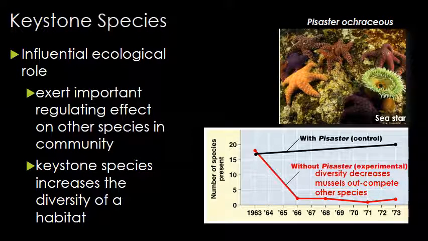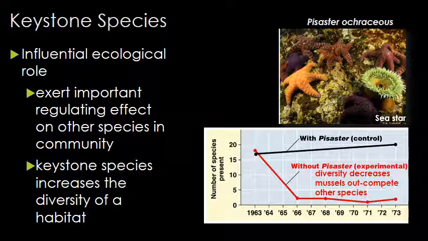Keystone species have major effects on community structure and biological situations. There's bottom-up nutrient control and top-down predator control, but keystone species have an unequal effect on their environment. In this example with Pisaster, the sea stars you see in the top right, if Pisaster is there, you end up with a very high number of species on average. That line stays relatively constant and even increases over time.